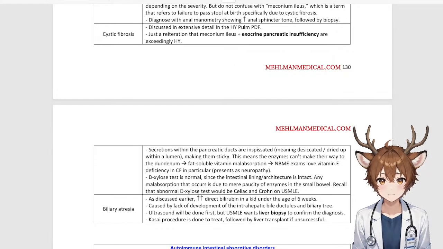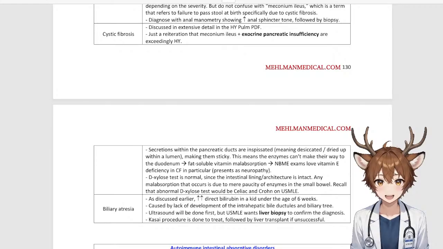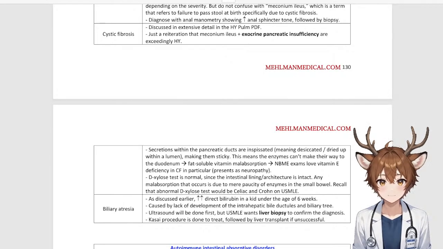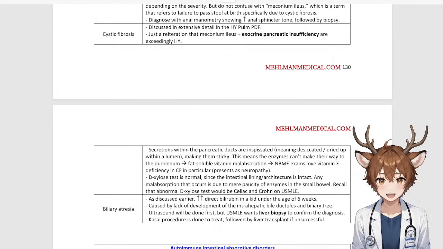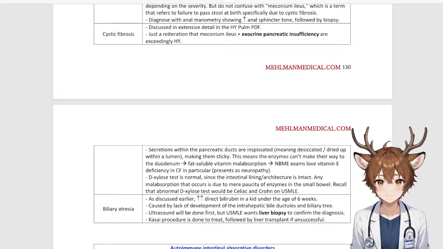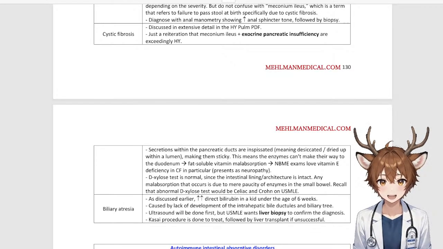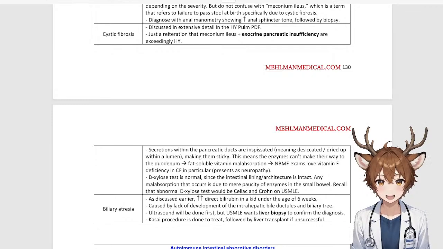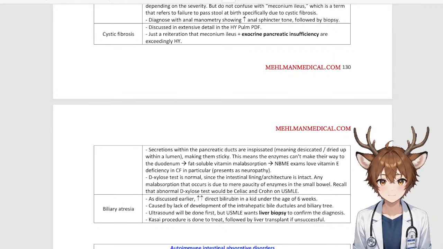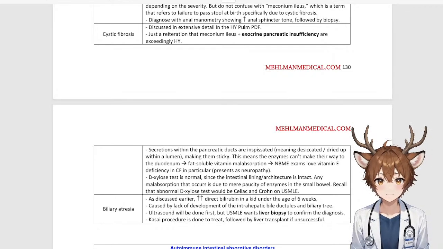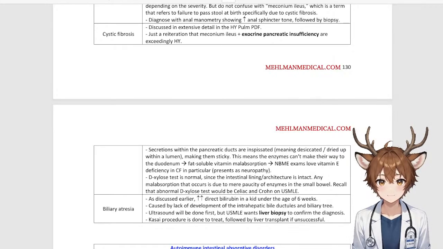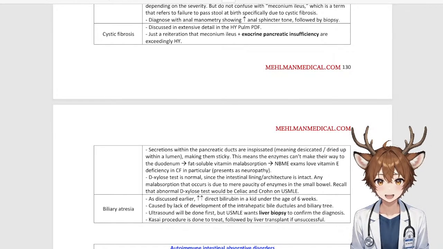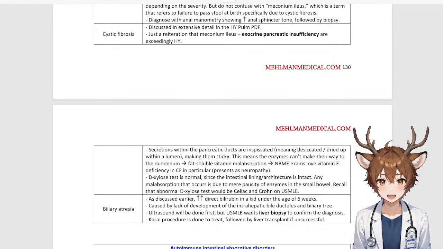D-xylose test, dextroxylose test, is normal. Since the intestinal lining structure is intact, any malabsorption that occurs is due to the mere paucity of enzymes in the small bowel, the lack thereof, right? Recall that an abnormal D-xylose test would be celiac or Crohn's disease on USMLE. So it's just an enzyme deficiency, because of exocrine pancreatic insufficiency, not because of an intestinal issue.